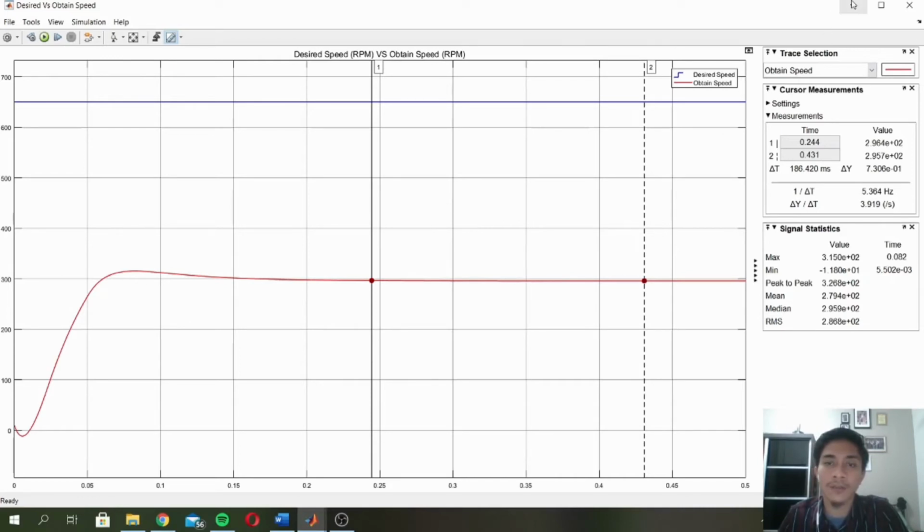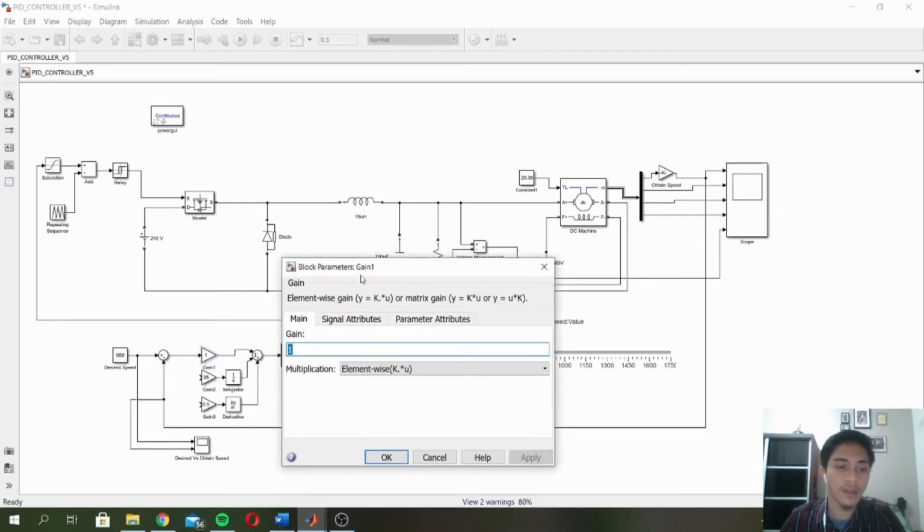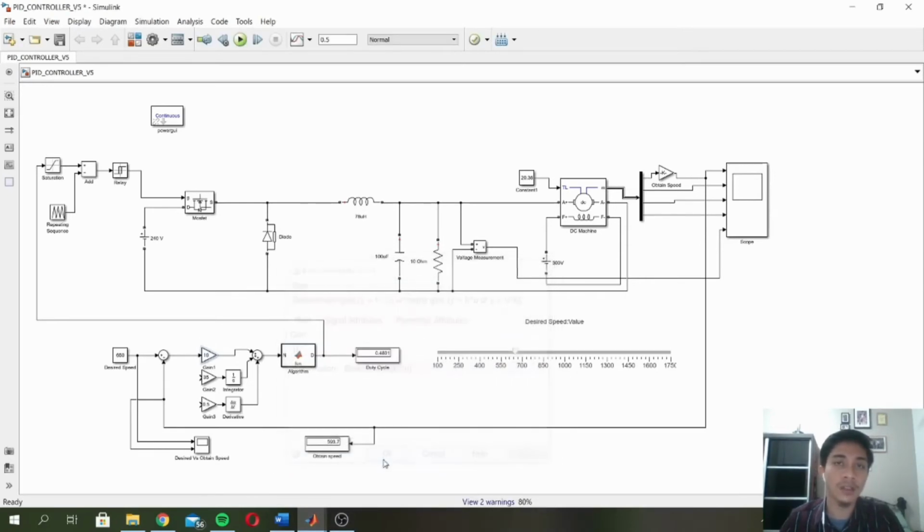So to reduce this speed difference, we need to add the PID block diagram here, and change the values of P, I, and D. Now I will try to run the simulation by changing the value of P. Currently the value of P is 1, and I will try to change it to 10, and we will see the difference after we change the proportional P to 10. Okay, I will try to run the simulation first.